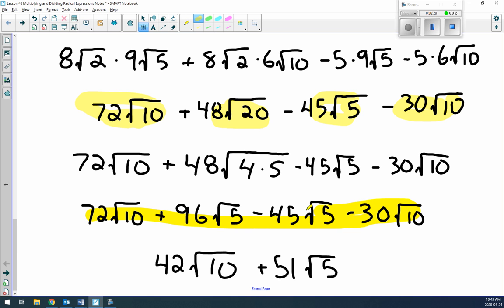And then, can you collect like radicals? We did that lesson already. Yes, we can. We can collect the 10s and we can collect the 5s. So 42 root of 10 plus 51 root of 5. And the order doesn't matter. If you had 51 root of 5 plus 42 root of 10, that's also acceptable. Okay, go to the second page and we'll talk about dividing.